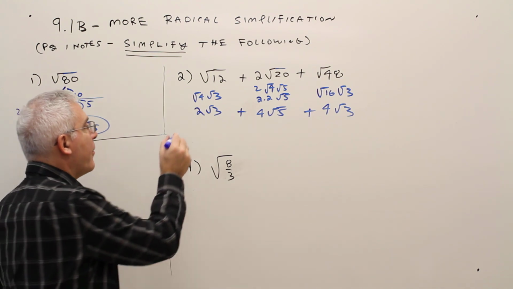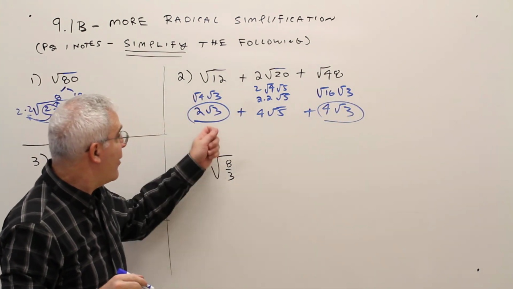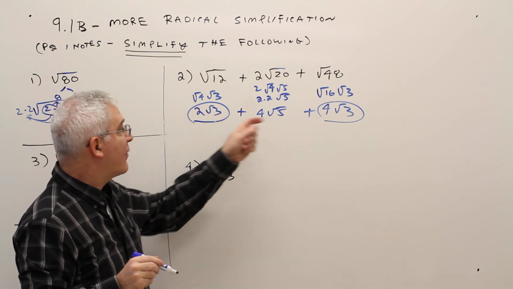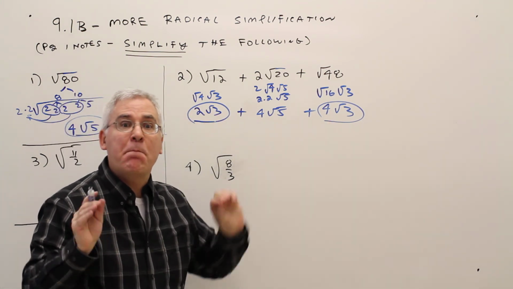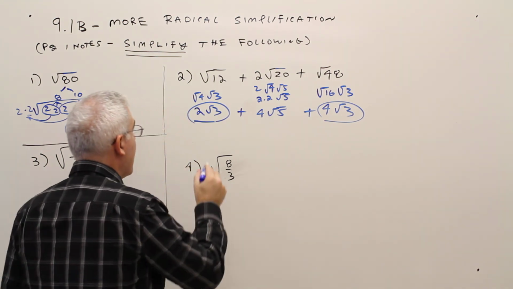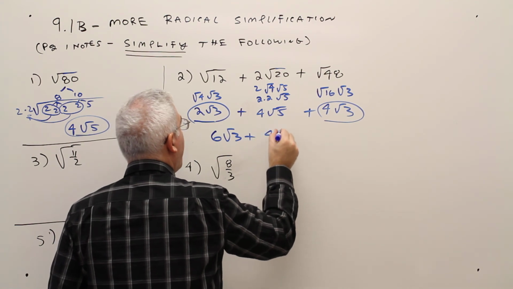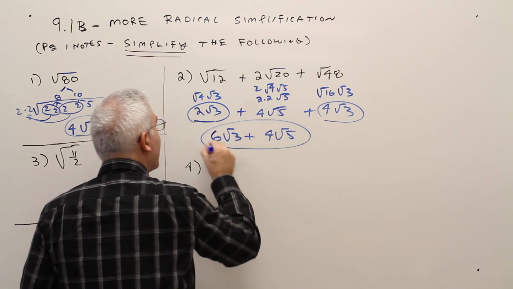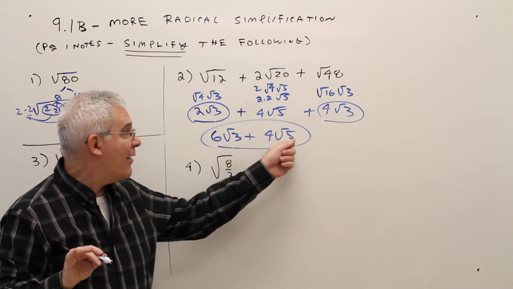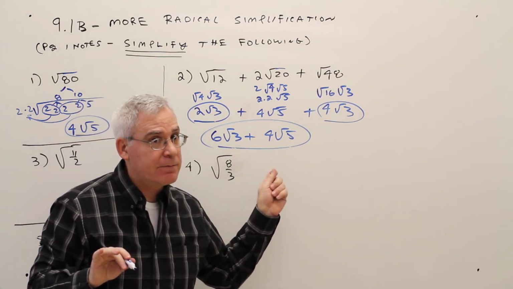And now this and this are like terms. I've got 2 things plus 4 things makes 6 things. Those things being radical 3's. So 6 radical 3 plus 4 radical 5, done. Do not do anything with that radical 3 and radical 5.